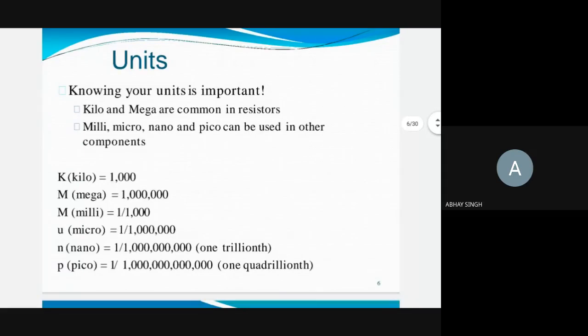Now units you already know: kilo, mega, milli, micro, nano, and all those things. This is just the slide case.